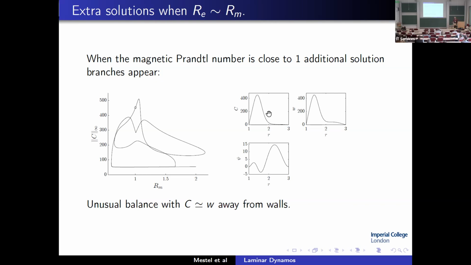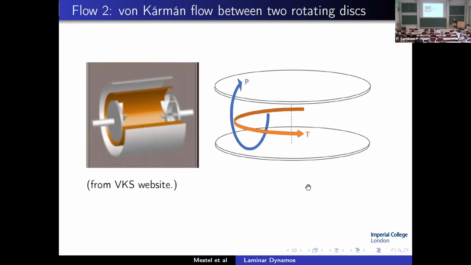We got some solutions. Whether they're relevant to a dynamo is another matter. So now there's a second flow to consider which is closer to being relevant to a dynamo, certainly. And that's von Karman flow between two rotating disks. Many of you will know about the von Karman sodium experiment, VKS.